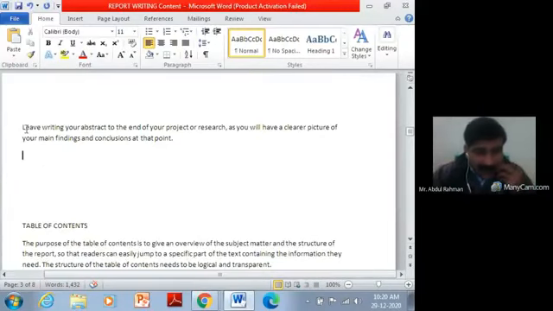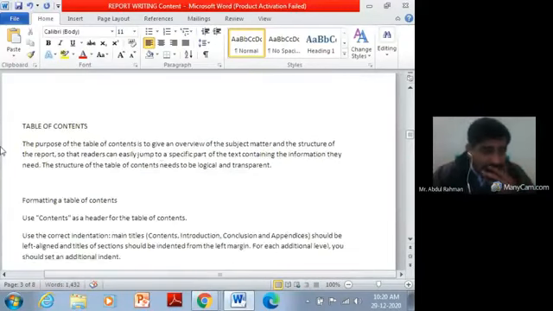Then we have the table of contents, right? The purpose of the table of contents is to give an overview of the subject matter, structure and content of the report so that the reader can easily jump to a specific part of the text containing the information they need.